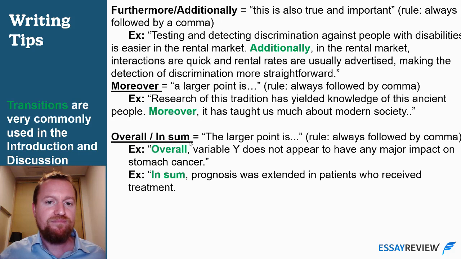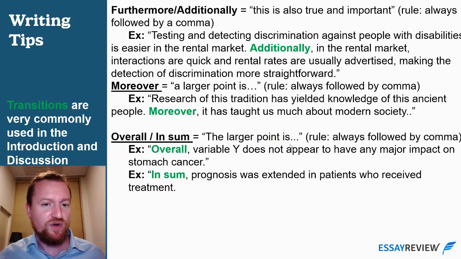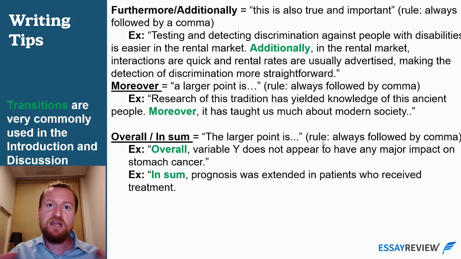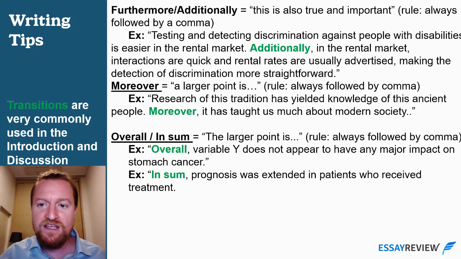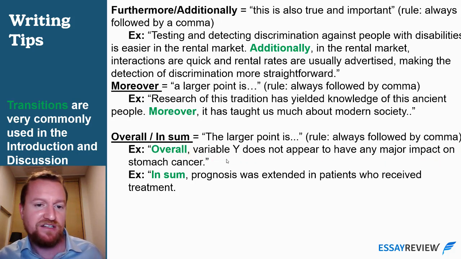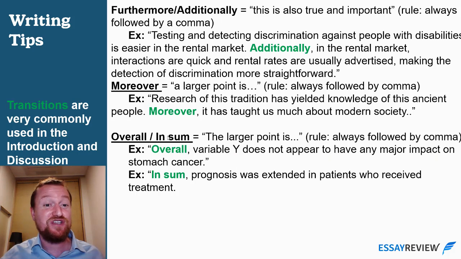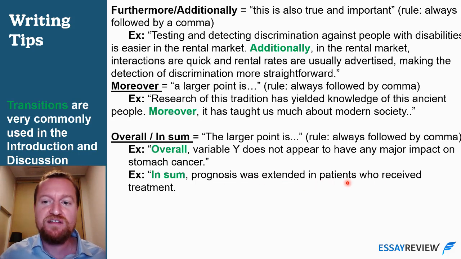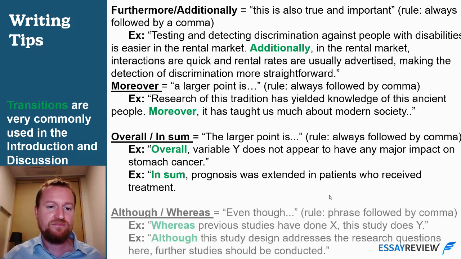Overall, or in sum, that means the larger point is. So you're going to use this often at the end of the introduction or at the end of the discussion section. This is the main point, summing up. And it is always followed by a comma. Overall, variable y does not appear to have any major impact on stomach cancer. Actually, you can also find this in the abstract a lot, right? At the end of the abstract. In sum, prognosis was extended in patients who received treatment.